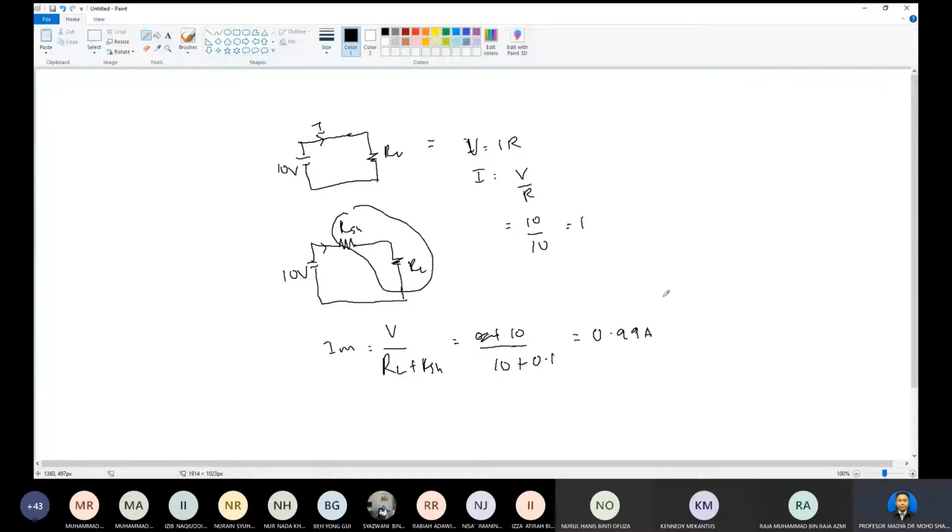And then we have to calculate the effect of the emitter on the current level. We have to calculate the insertion error. This is the formula for insertion error.